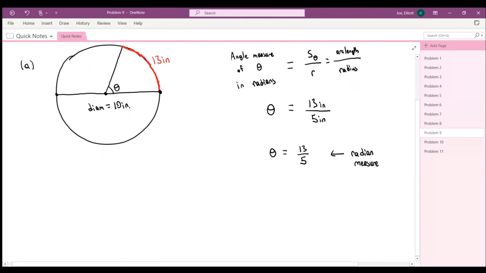Yes. Since it's radians, we can take the 13 over 5 and do dimensional analysis, multiplying it times 180 degrees over pi. So what you can keep in mind is how radians relate to degrees: pi radians represents the same angle as 180 degrees. Knowing this will help you convert from radians to degrees or degrees to radians.